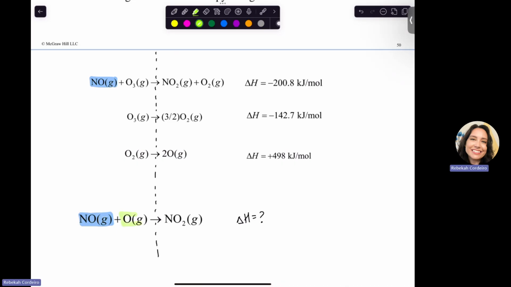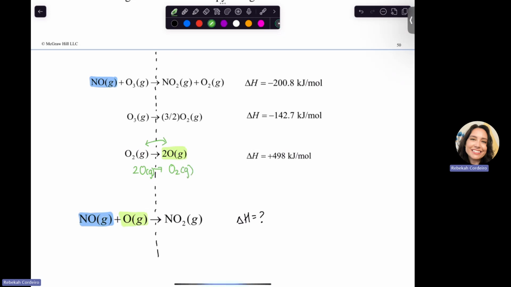For the oxygen, the single oxygen, I have it, but it is over here on the right side. So in order to make this work, I need to flip this equation. We'll just do it a step at a time. So I'm going to flip the equation. I'm going to get the oxygen on the left side where I want it, and then the other thing, the O2, is going to be on the right side.